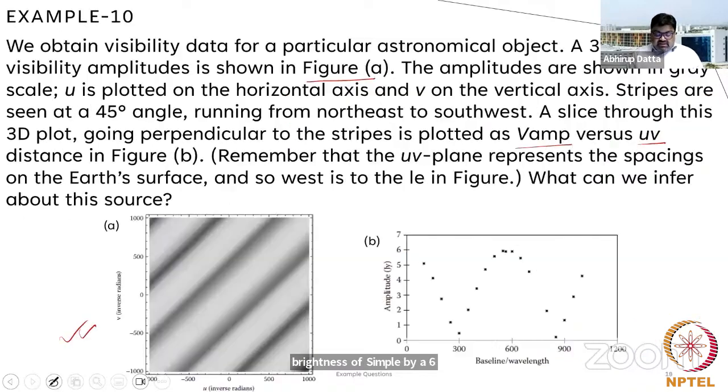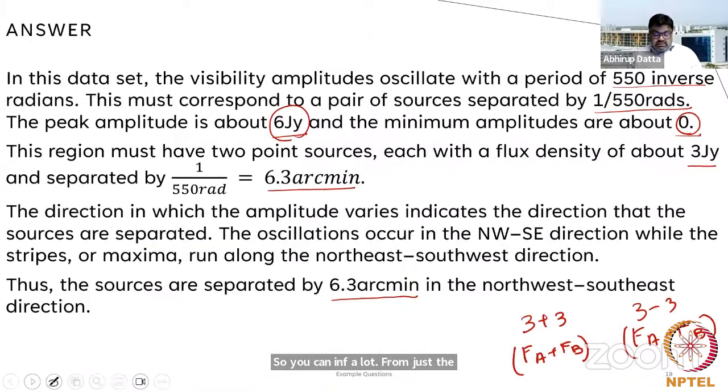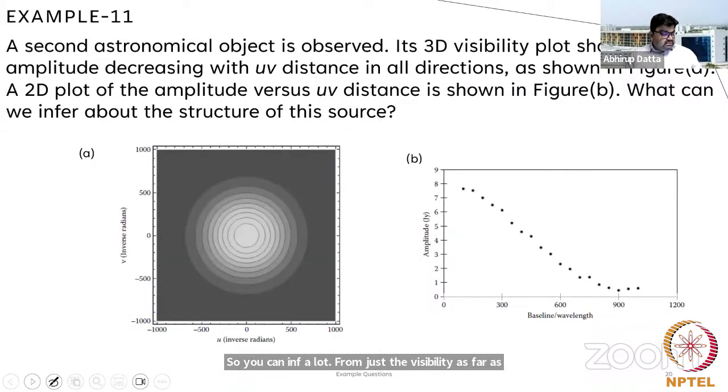So you can infer a lot from just the visibility plots. That's what I'm saying. Let's look at the 11th example. I think we're coming close.